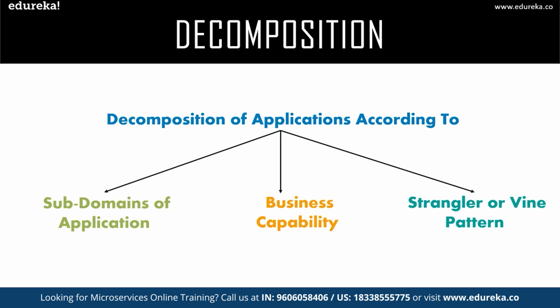To decompose a small or a big application into small services, you can use the decomposition patterns. With the help of these patterns, you can decompose an application either based on business capability or based on subdomains. For example, if you consider an e-commerce application, then you can have separate services for orders, products, and customers if you decompose by business capabilities.